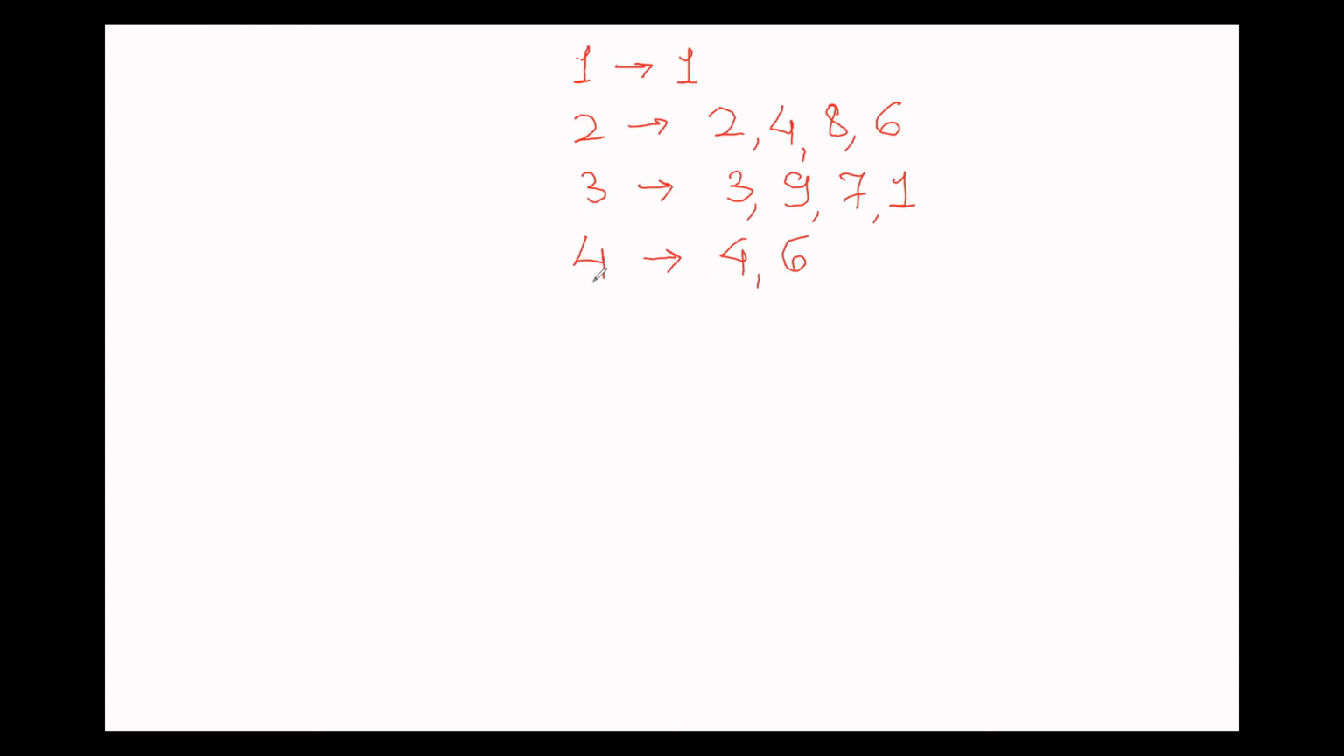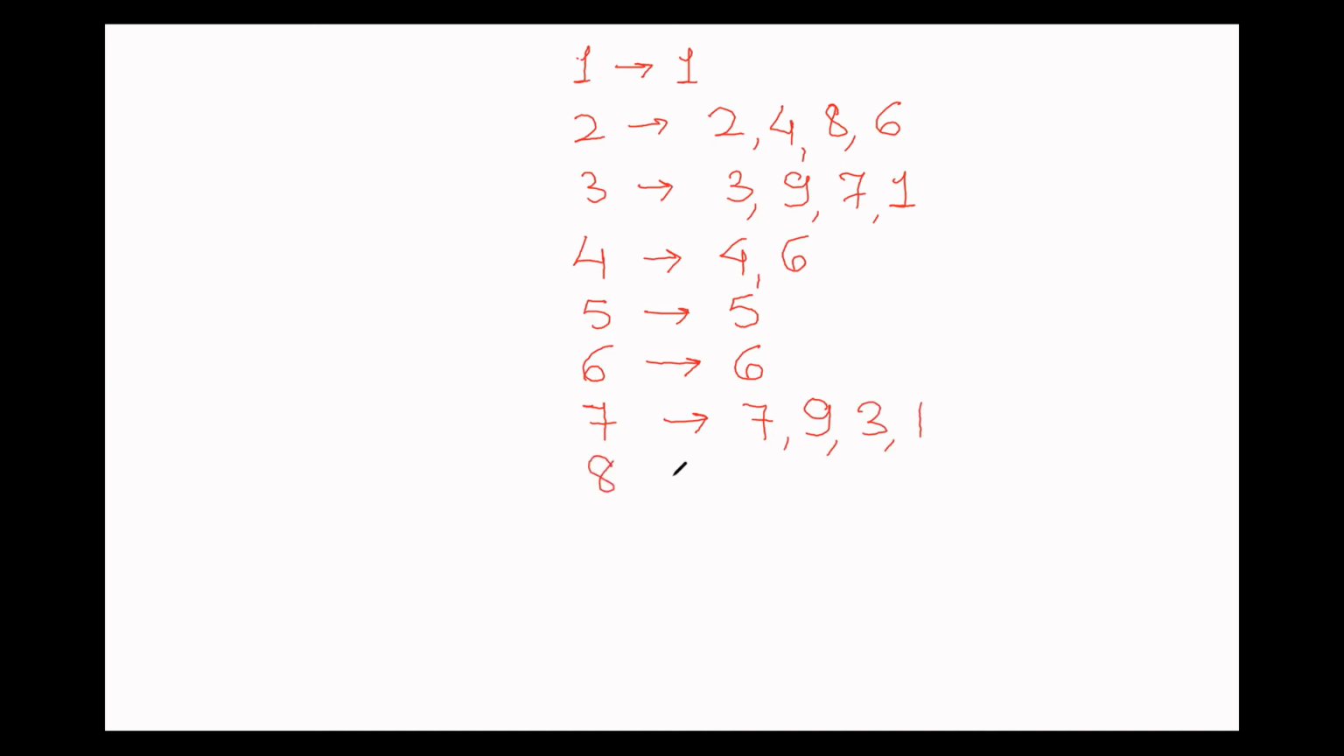So 4 power 1 is 4. 4 power 2 will give me 16. 4 cube is 64. Again 4. So power cycle for 4 is going to be 4, 6. What about 5? Any guesses? Yes, it's very easy. 5. Power cycle for 6 is going to be 6. Power cycle for 7 will become 7, 9, 3, 1.